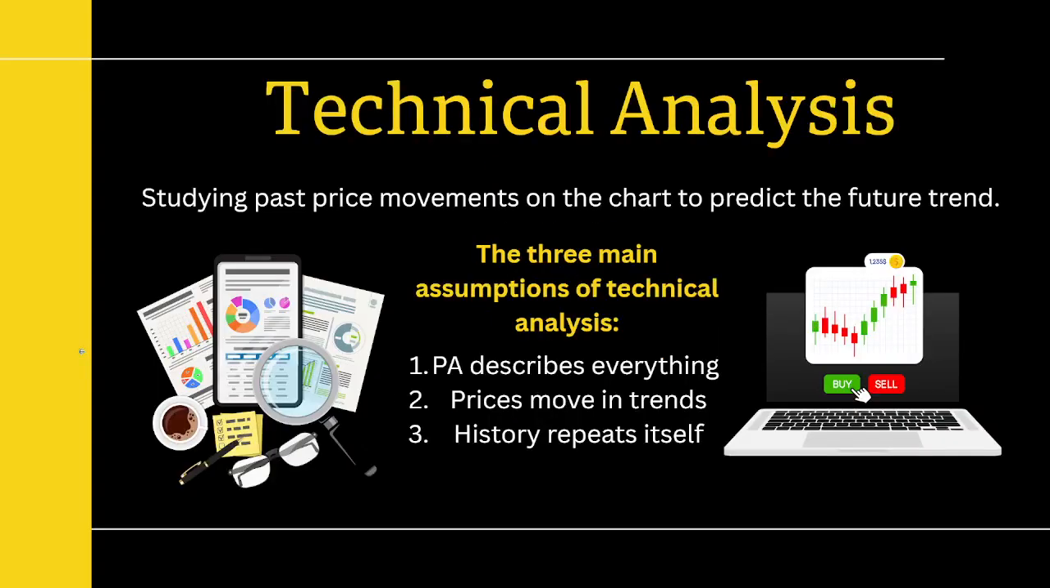So what is technical analysis? Technical analysis is basically studying past price movements on the chart to predict the future trend. There are 3 main assumptions of technical analysis. Number 1 is price action describes everything. Number 2, prices move in trends. Number 3, history repeats itself. And based on these 3 fundamentals of technical analysis, traders are able to predict the movement of the markets and forecast what is about to happen next.